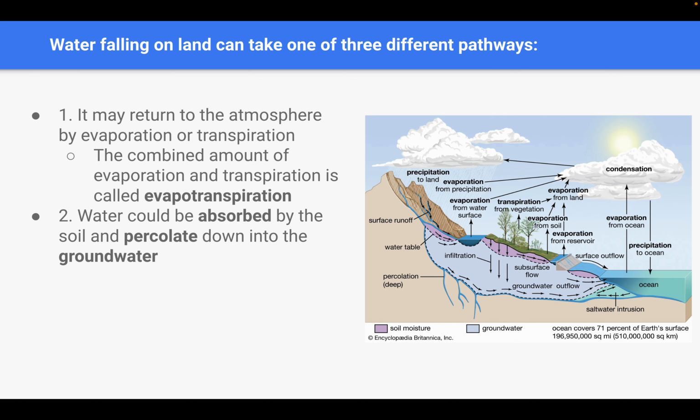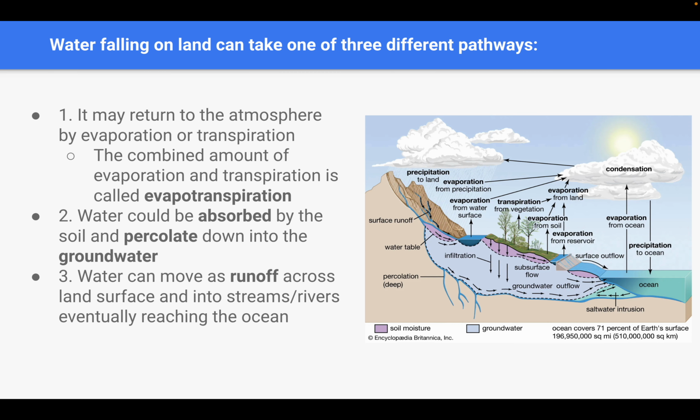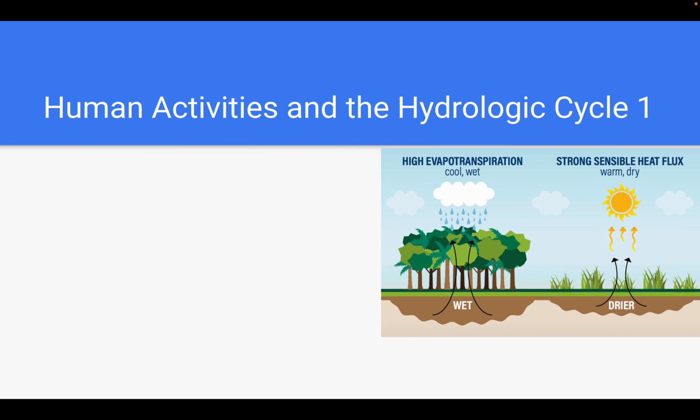The groundwater is an enormous source of water for many communities throughout the world, including the United States. Water underneath the ground is pumped up through wells, sometimes in small amounts to just a single household, or sometimes to supply water to an entire region or community. Three, water can move as runoff across land surfaces and into streams, rivers, and eventually reaching the ocean. This is where we talked about the other nutrient cycles. Different nutrients and sediments can be carried through erosion and weathering down into these bodies of water, and that transports those nutrients and materials to other parts of the ecosystem or the world in some cases.